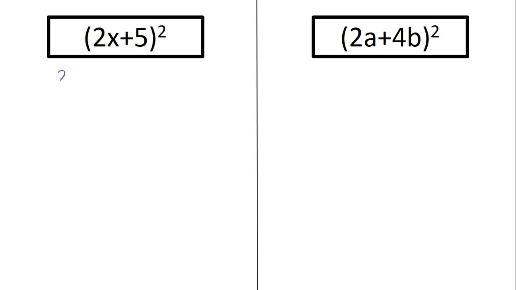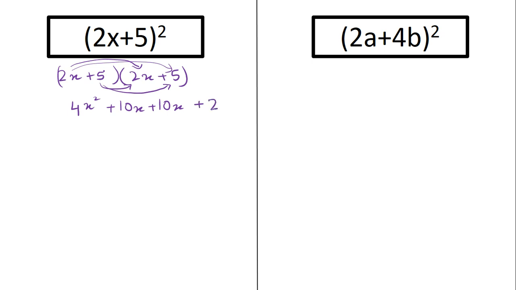So again, if I open it up and go through the long process, then (2x + 5)(2x + 5). So 2x times 2x, 2 twos are 4, x times x is x squared, so I have it like that. Then 2x times 5, 5 times 2 is 10, so that gives me a 10x. Again, 5 times 2 is 10, so I have another 10x, and then 5 times 5 is 25.